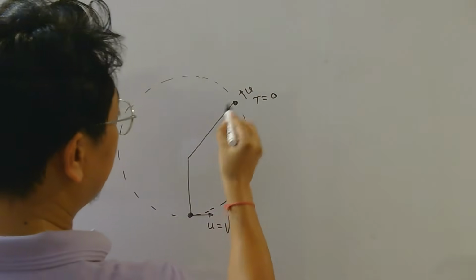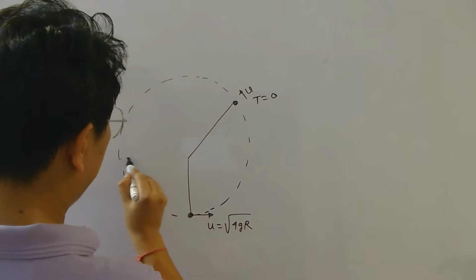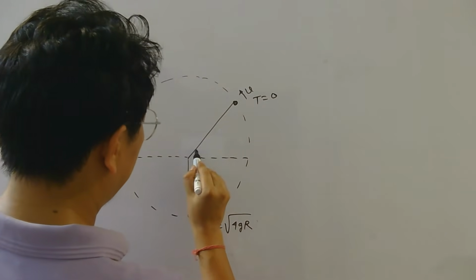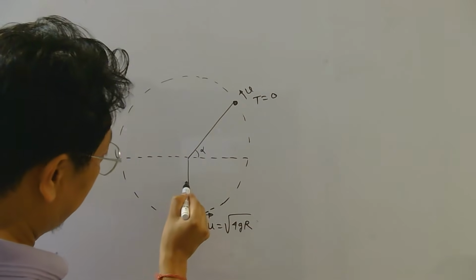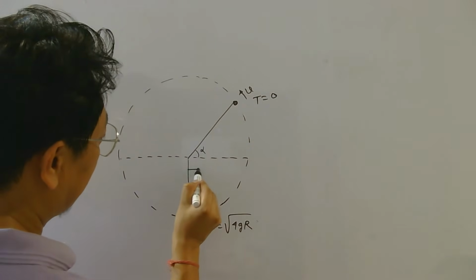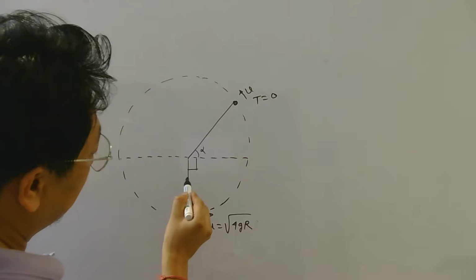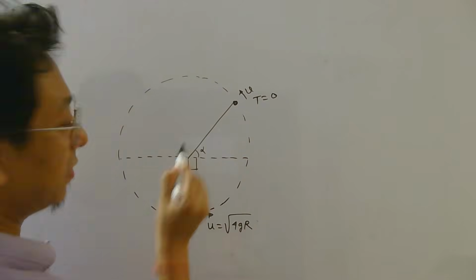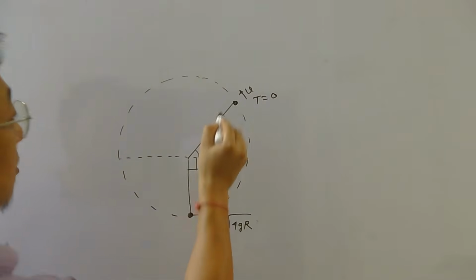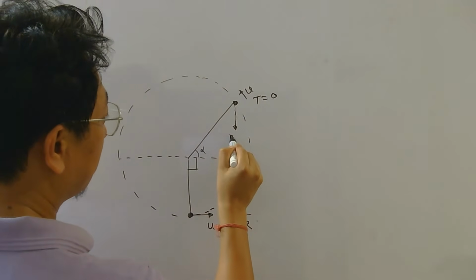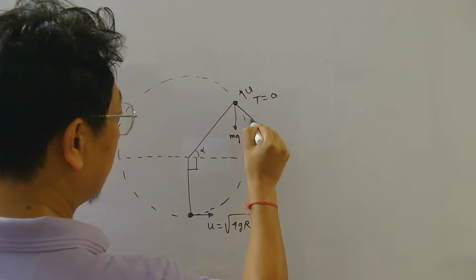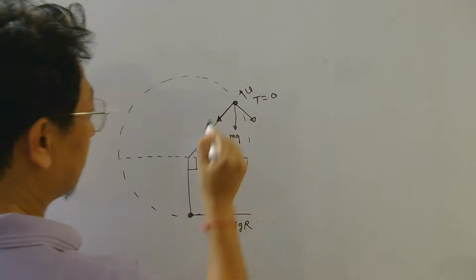So if tension here is 0, then at what position it is 0 we need to find. So let's say this angle is alpha. Then the total angle from this initial will be 90 plus alpha, right? This is 90 and this is alpha. So total angle turned will be 90 plus alpha. When it is here, tension is 0, so the only force here will be mg. So one component will be here, one component will be here.